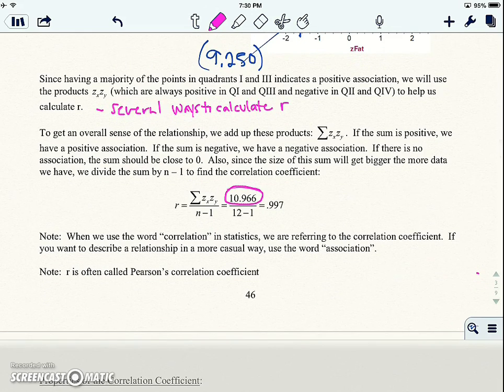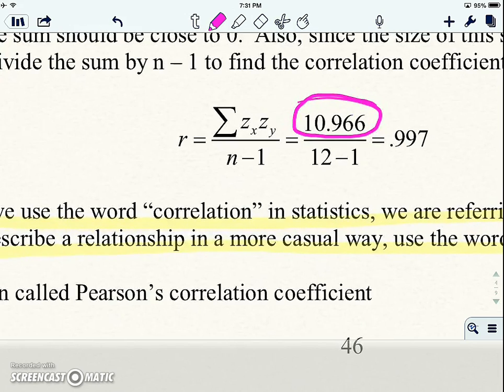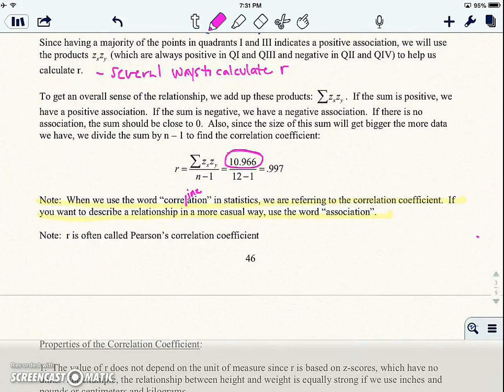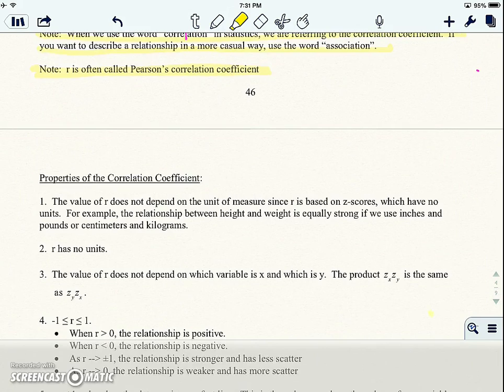Very, very close. Note, and I've said this before, but I'm going to say it again, we use the word correlation in statistics when we are referring to the correlation coefficient. If you want to describe a relationship in a more casual way, you use the word association. If you're talking about a line, we're using correlation. Otherwise, don't use it. One way to remember is that correlation has an L in it for the word line, and association does not. Another thing, r is also called Pearson's correlation coefficient, from the statistician Pearson, who started using it.